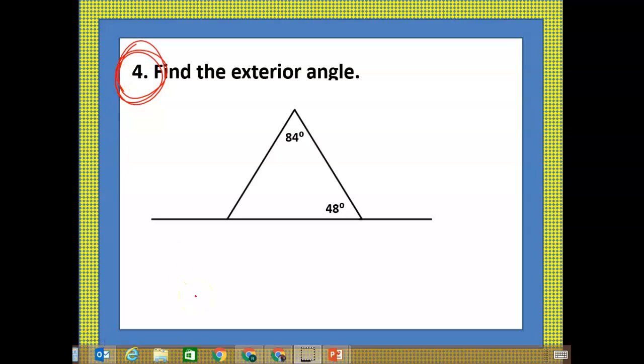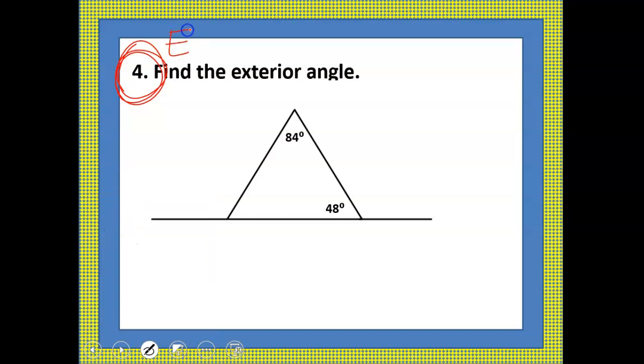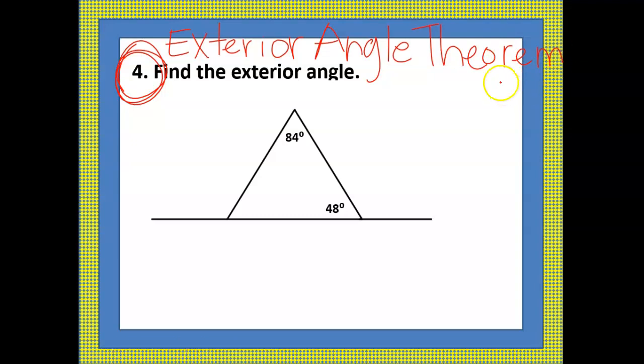Okay, so the name of this theorem is called the exterior angle theorem. So I'm going to write it up here. Grab my pen. My pen doesn't want to work, does it, guys? Sorry about that. Exterior angle theorem. And I always misspell theorem, so I have to take my time on it. Theorem. Okay.